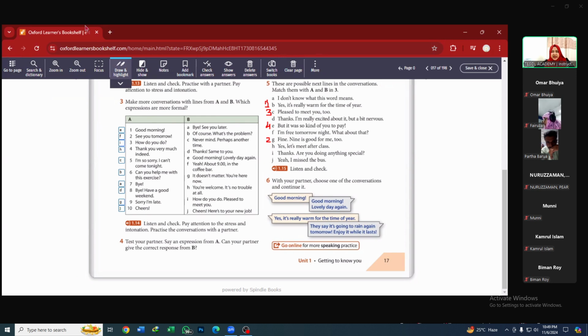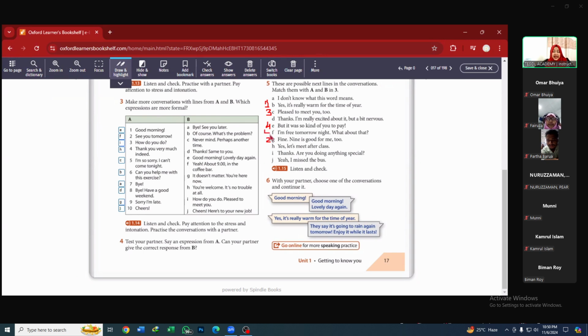Yes, Mr. Biman, did you say something? I think with the number F, I am free tomorrow night. Very good, Mr. Biman, very good. Well tried, Mr. Partho. But Mr. Biman gave us the correct answer, that is F. I'm free tomorrow night. What about that?